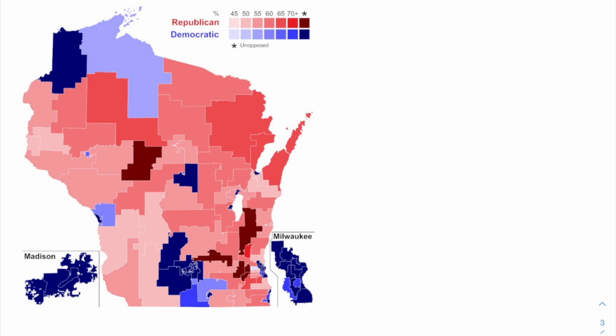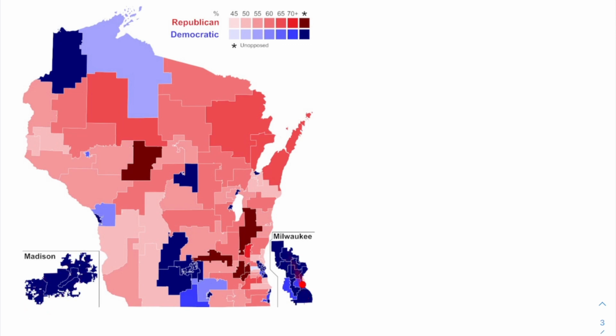What you see here is the blue ones are Democratic and the red ones are Republican. And the darkness of the color is the margin of victory. So you can see here, Madison, which is a city, is dark blue. That means the Democrats won very strongly. Actually, the very darkest color means they were running unopposed. So in all the districts of Madison, they didn't even run a Republican against the Democrats because they didn't want to waste the money, right? The Republicans really have no chance here.